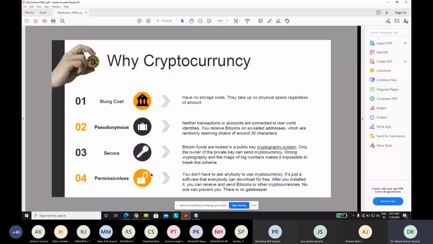So what happened with the Bitcoin is, there is no third party involved. And that means if me and you want to do a transaction, there is no third party who knows anything about it.